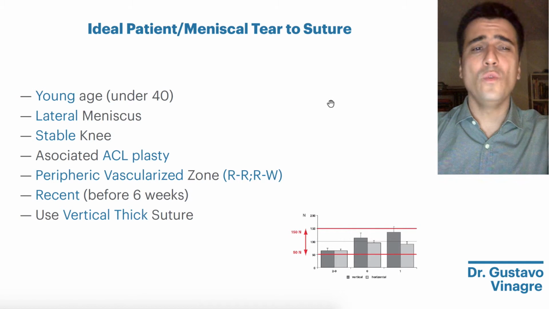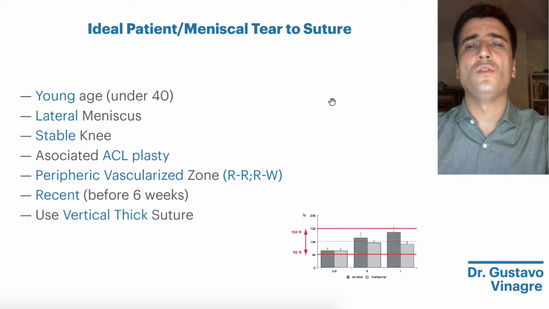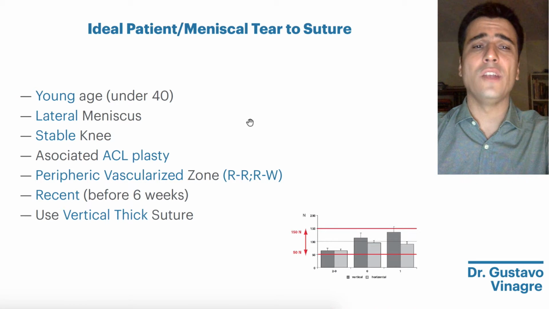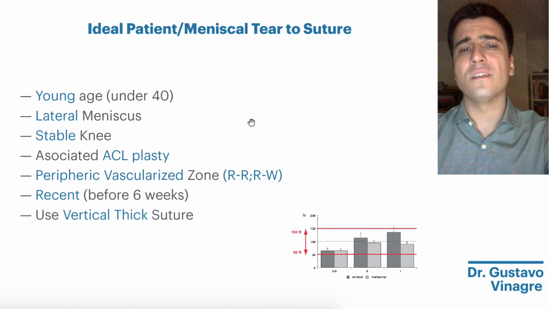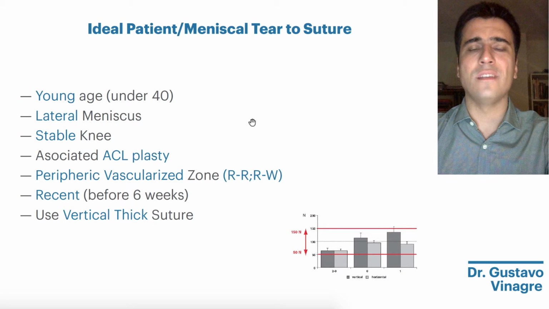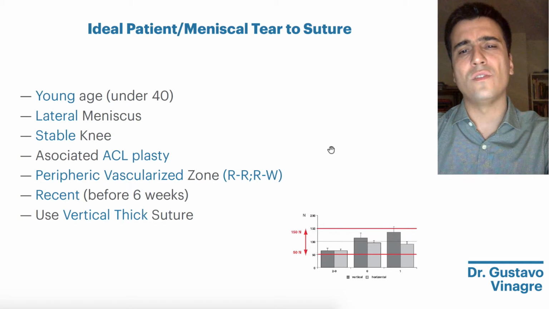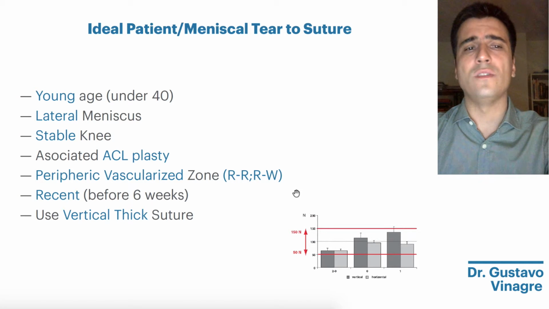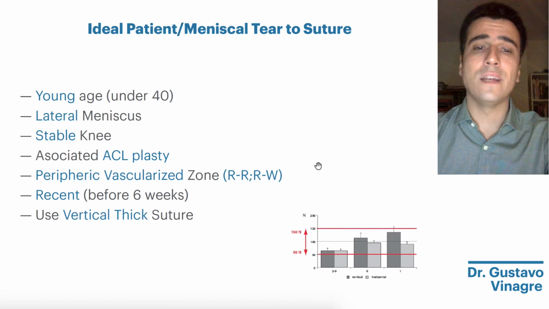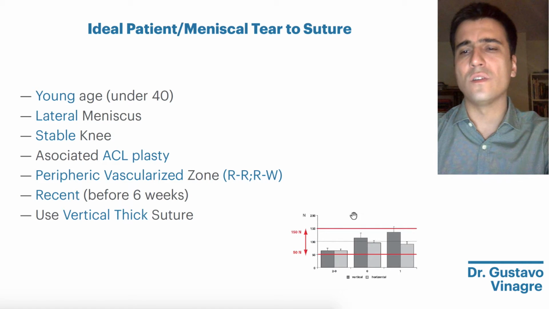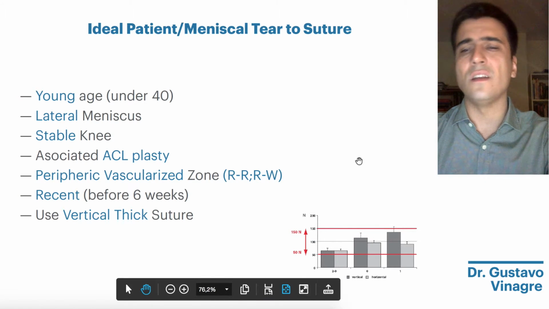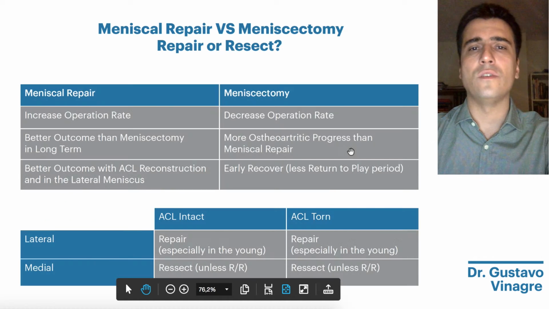And which is the ideal patient to suture? A young patient with a lateral meniscus tear, a stable knee, an associated ACL reconstruction, and a peripheral vascularized zone, either red zone or red-white zone. There should be a recent tear, and you should use a vertical thick suture. As you can see here, it's much more stable than the horizontal.